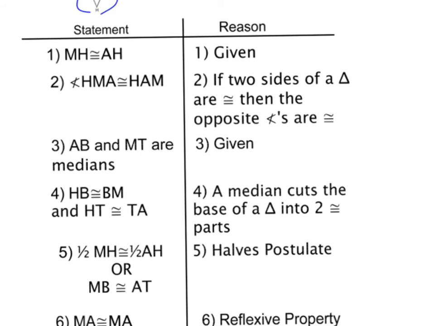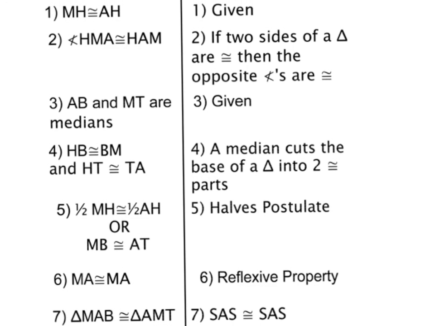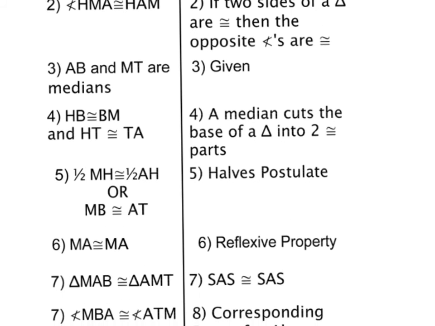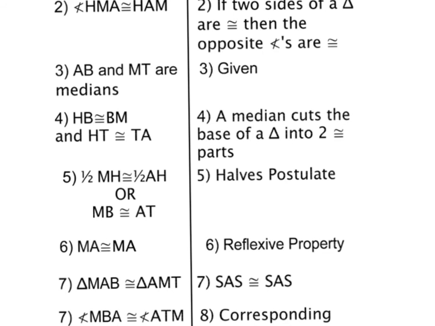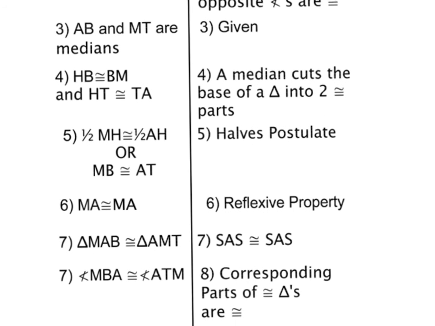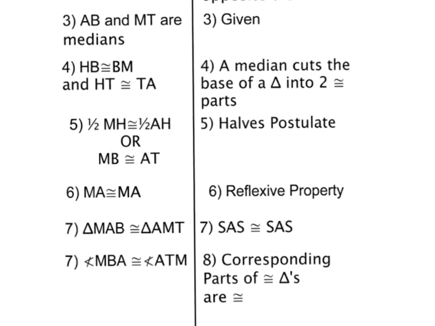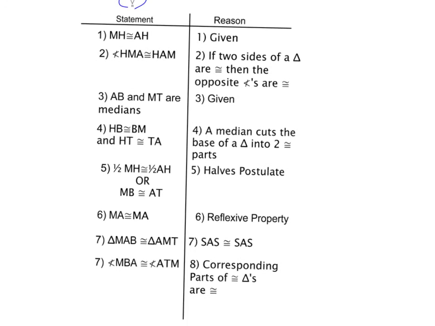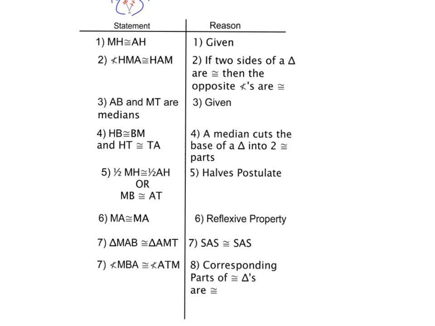Then in order to use side angle side, we need to include MA as congruent to MA, the reflexive property. Then it's an easy proof from here, and we're just going to state the triangles are congruent based on side angle side, and then the angles are congruent based on corresponding parts of congruent triangles are congruent. So I'll leave that up here for a second. You need to make sure you copy the whole thing, please.